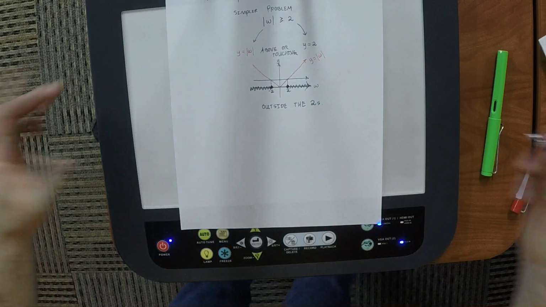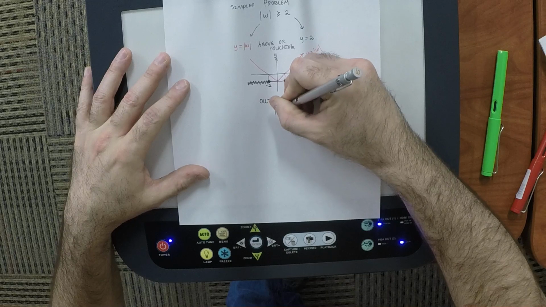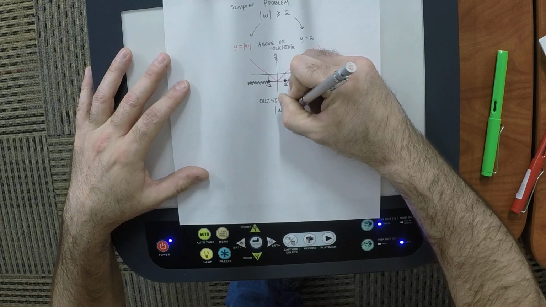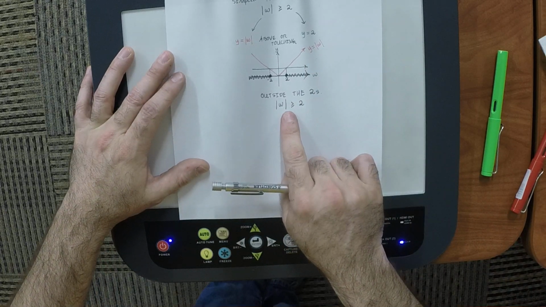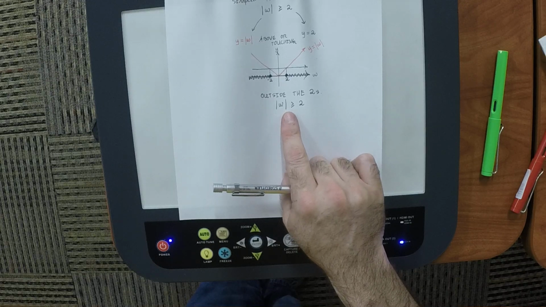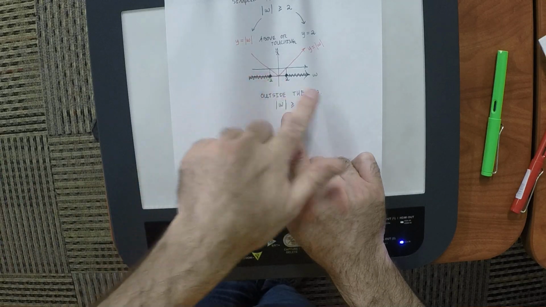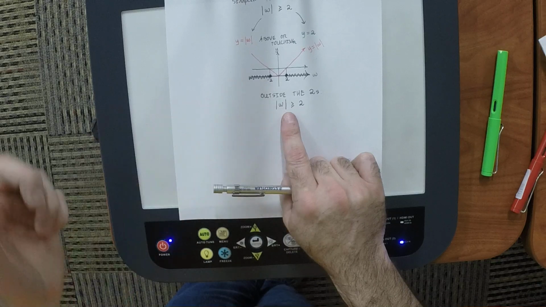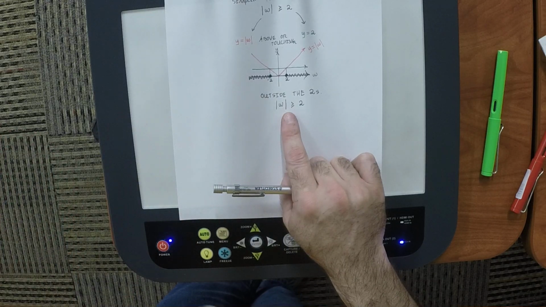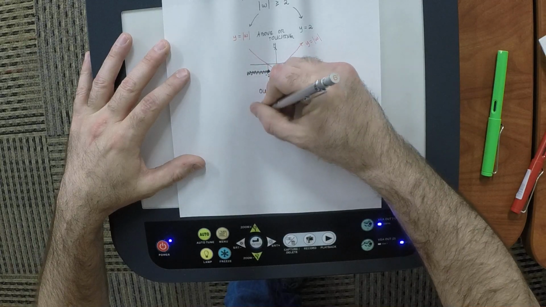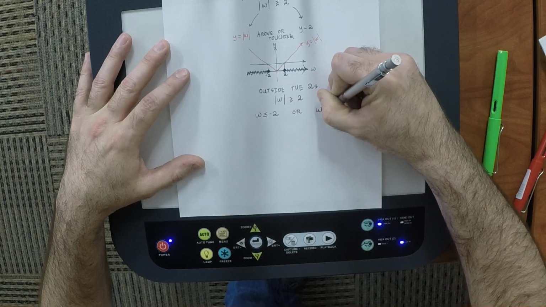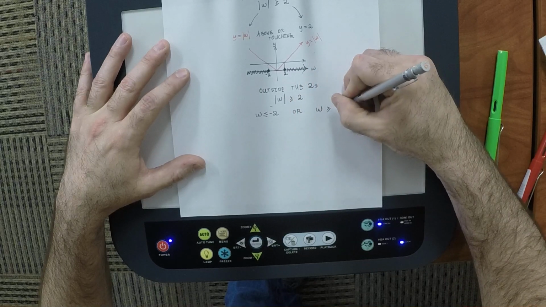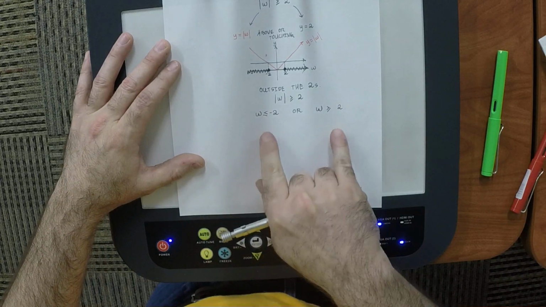The way you write this algebraically is as follows. If you have absolute value of W greater than or equal to 2, then the way that you get rid of the absolute value is you must break it into 2 separate inequalities, which represent the 2 different pieces. There is the piece to the left of negative 2, and the piece to the right of positive 2. So W less or equal to negative 2, or W greater or equal to 2. 2 different possibilities corresponding to 2 different pieces.